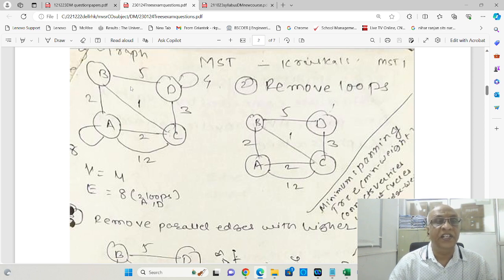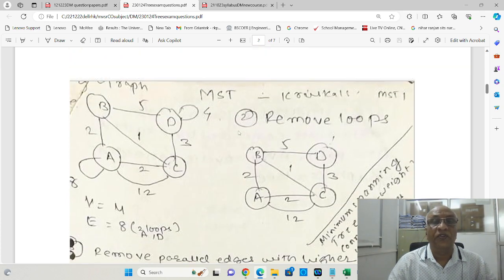Let us see this graph and how many vertices are there in it. The vertices are A, B, C, D, so the total number of vertices is 4. If we design a minimum spanning tree for this graph, the number of edges will be 4 minus 1, so the number of edges should be 3. Now, let us also remember what a minimum spanning tree is. A minimum spanning tree is a spanning tree with minimum weight. It connects all the vertices and it is acyclic.